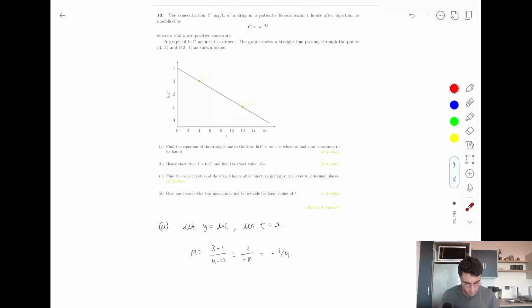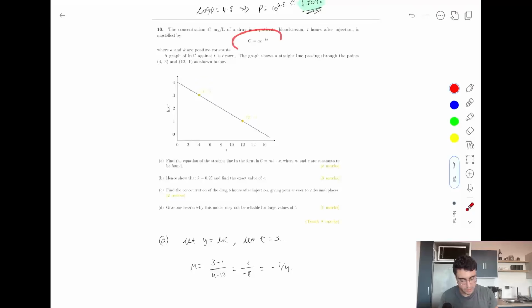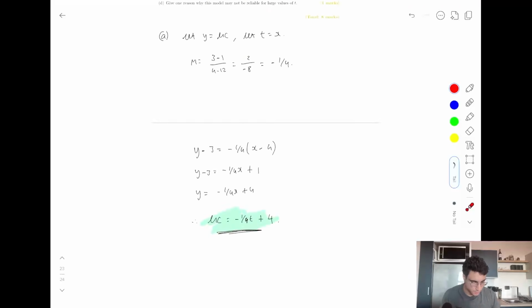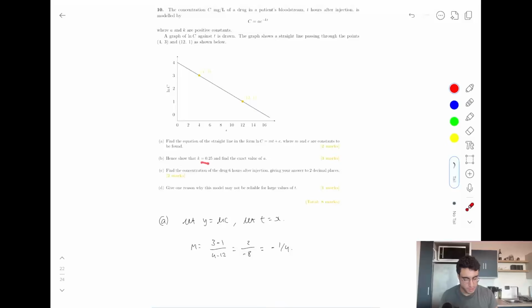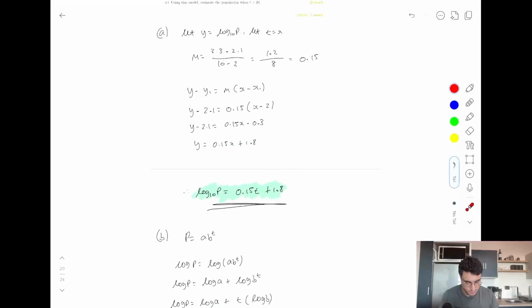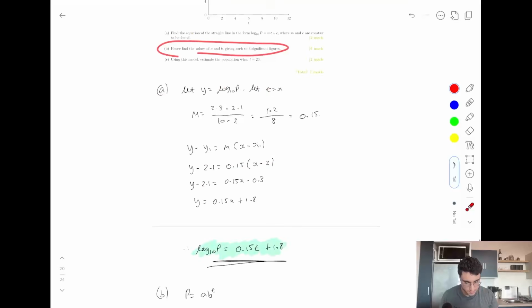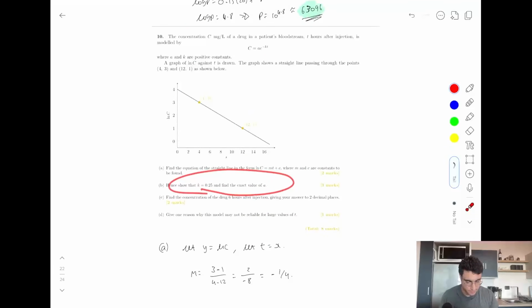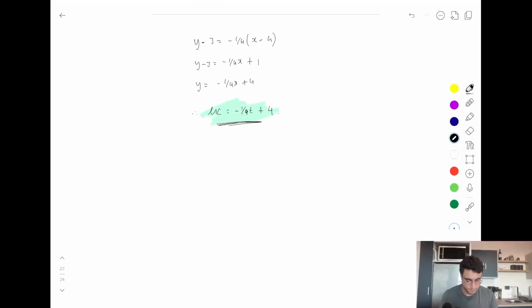Alright guys, so for number B here, it says to hence show that K is equal to 0.25 and find the exact value of A. Remember our original equation is C is equal to AE to the power negative KT. Using a bit of pattern recognition, this is similar to this, but we're not finding A and B, we are trying to find K, which means we're going to expand this out via our ln functions and then correspond it.